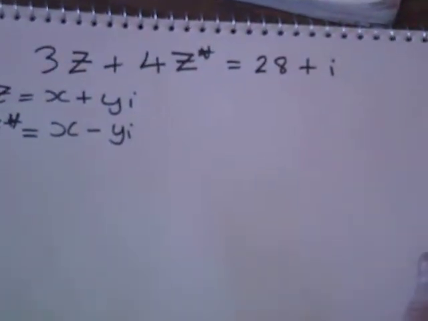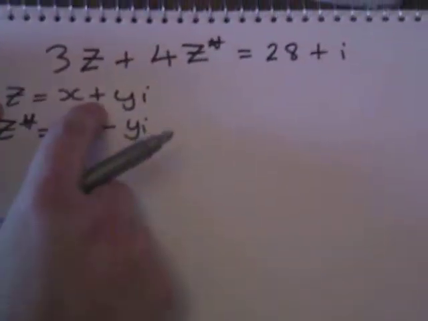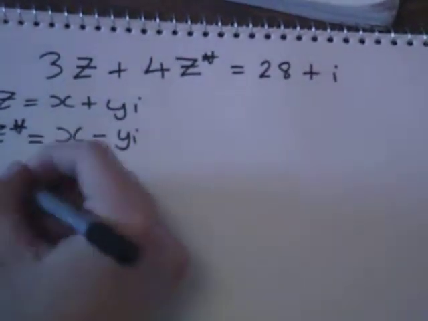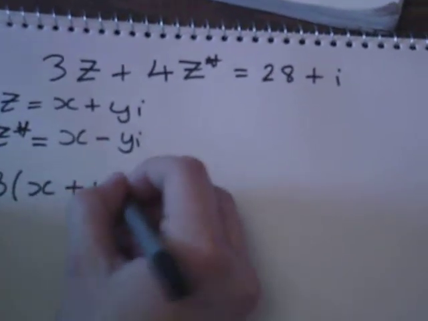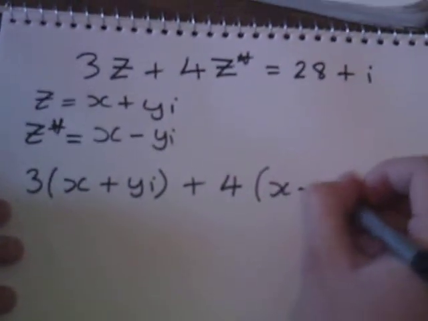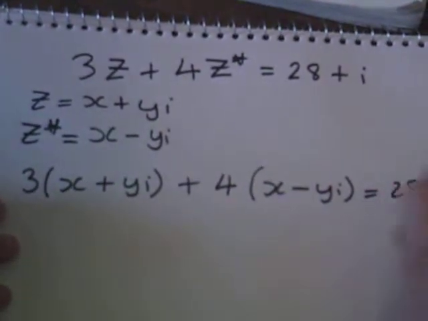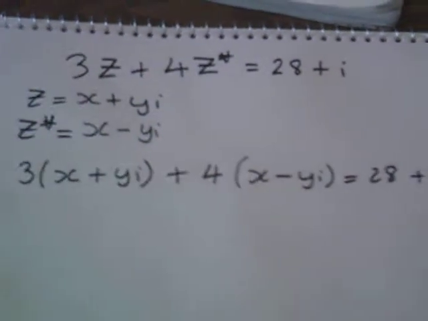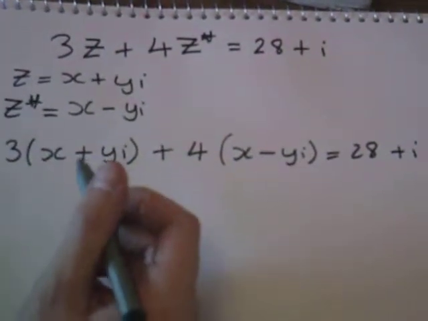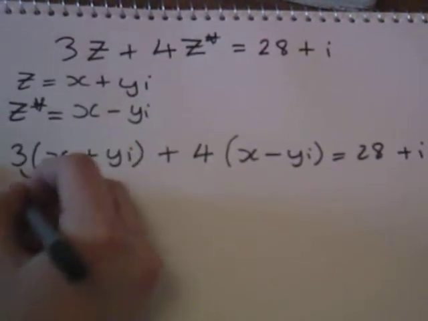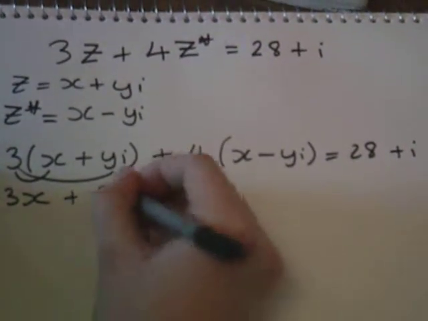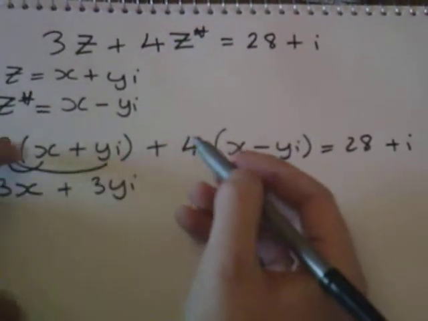So as normal, you would substitute these algebraic solutions into this equation. So you have 3(x + yi) + 4(x - yi) = 28 + i. Now, as with a normal algebraic solution, you would multiply out the brackets to get the equation as simple as you can. So 3 times x is 3x. 3 multiplied by yi is +3yi. That's that part of the equation dealt with.